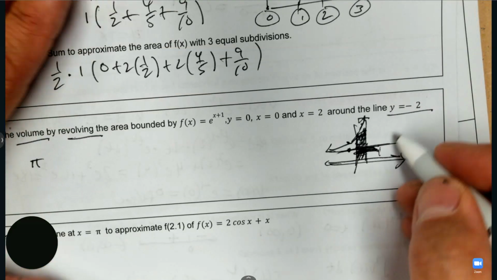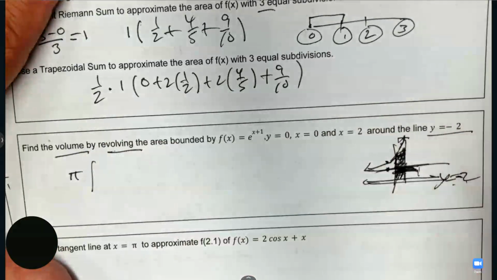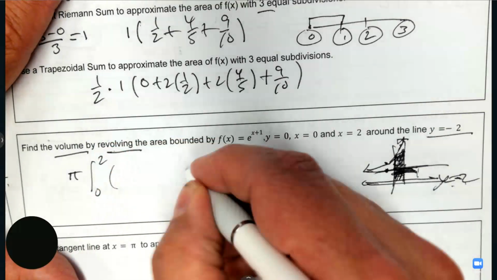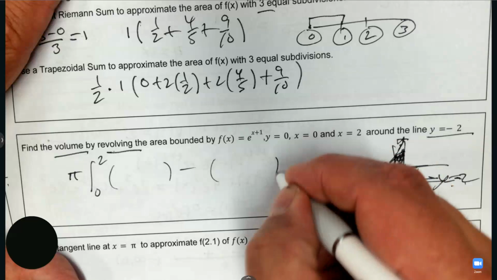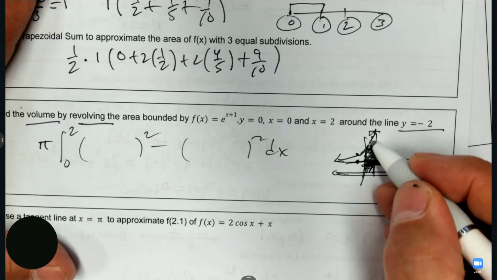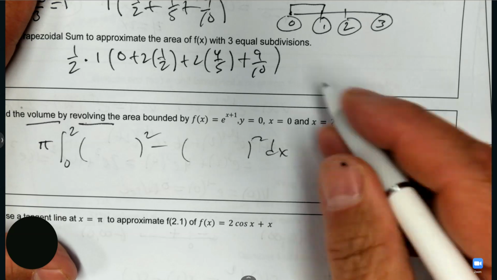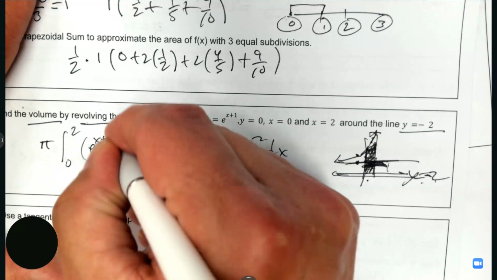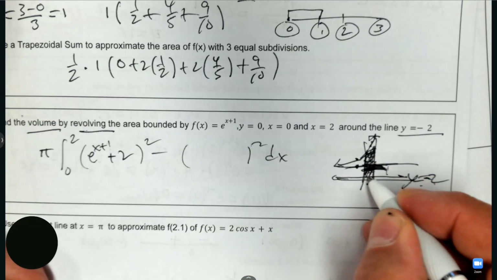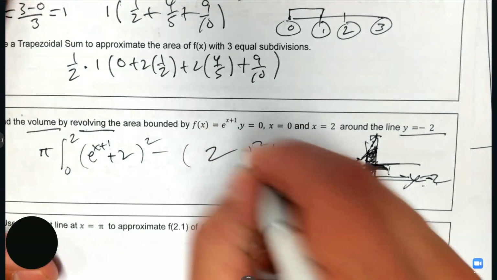Notice there's a space here. There are 2 radii. So we're going to set this up from 0 to 2. And we're going to have a big radius, subtract a small radius. So the big radius is the top, subtract the bottom. So that's e to the x plus 1, subtract -2, or add 2. And the second one is 0, subtract -2, or just 2.